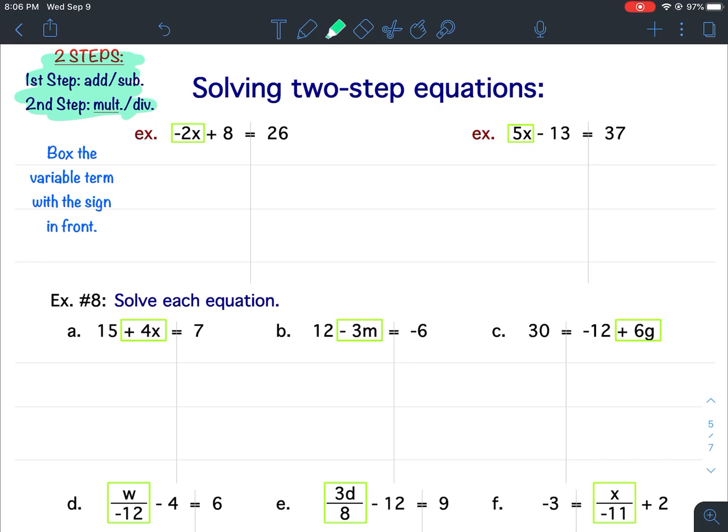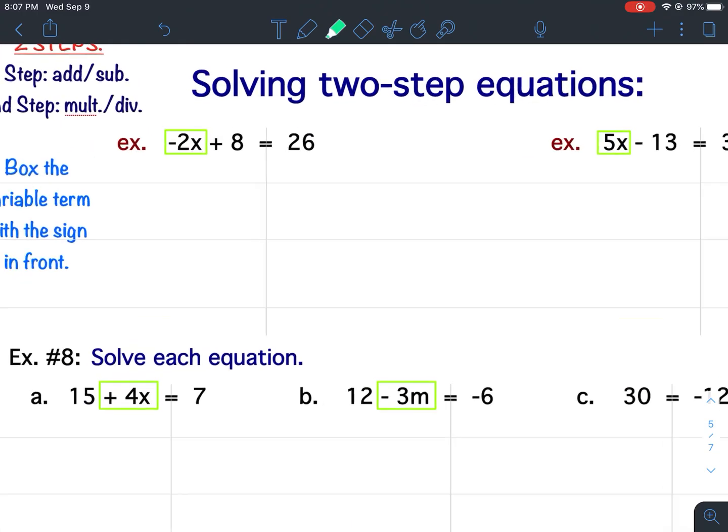The reason why I write this down is because every year I have someone who tries to add or subtract on the first step and then add or subtract again because they see maybe a negative number, so they want to add that, okay? The first step is to add or subtract, but the second step will be multiply or divide. This here, it says to box the variable term with the sign in front. Box the variable term with the sign in front.